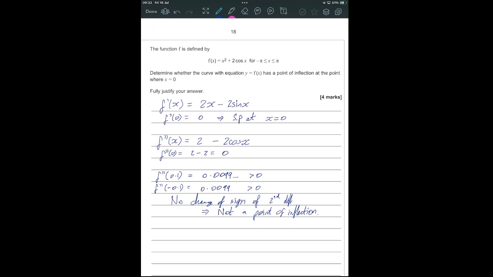And we could, of course, try and work out what type of stationary point it is. If we sub a little above and a little below into this one, we will then determine what the gradients are on either side of that stationary point, and then we'll be able to determine if it was a minimum or a maximum. All we've shown here is not a point of inflection.